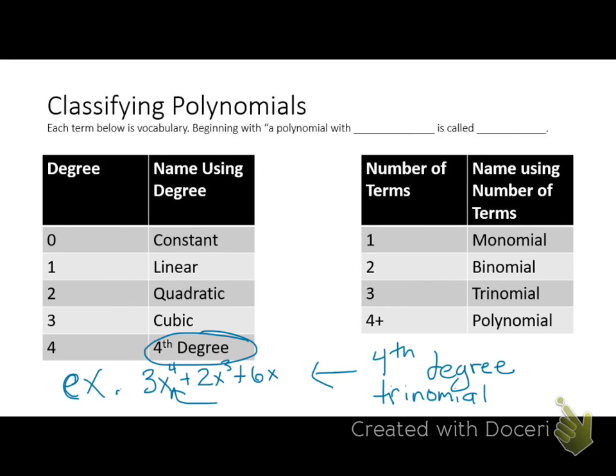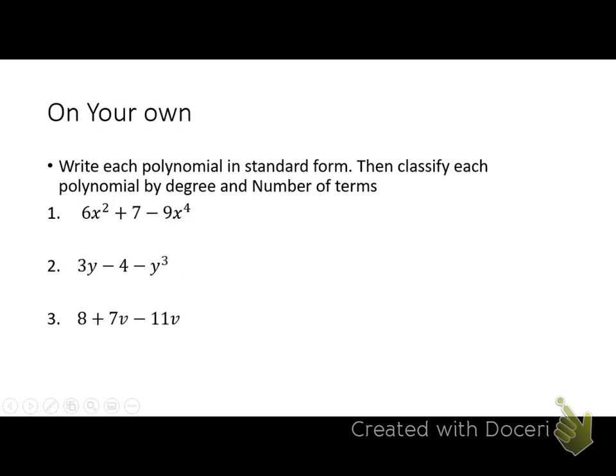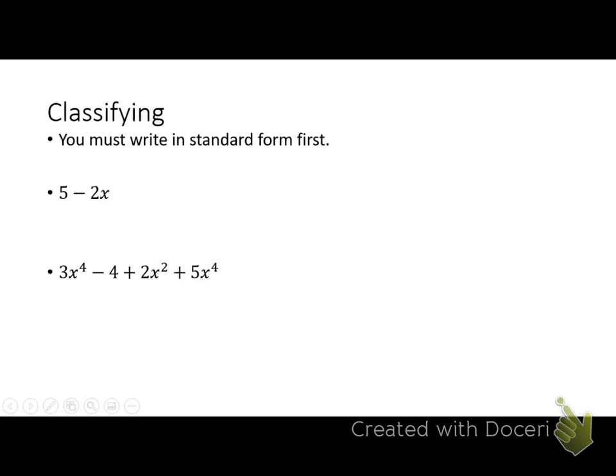So what that means is I got 2 names for this one. So you'll always pick one from each table in order to use them. So let's go write some of these in standard form and use our terms. We're going to write them first in standard form, and then we're going to classify them.